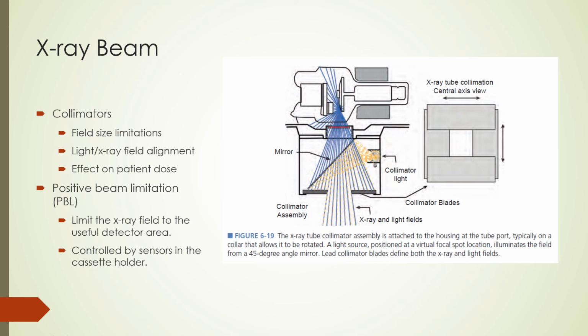In some systems, there is what is called a positive beam limitation, or PBL, device. The PBL opens the collimator to the field size of an image receptor that is placed in the receptor holder. So the PBL automatically limits the area of the X-ray field to the useful detector area. This is the last slide, so we shall look at some questions next.